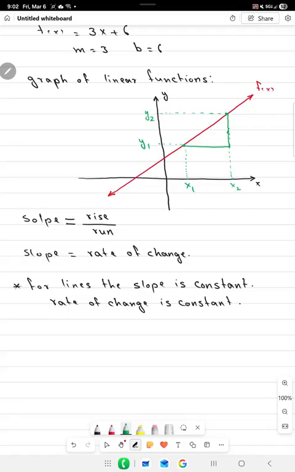Great. And in this right triangle, the distance from x1 to x2, if you calculate mathematically, will be x2 minus x1. The distance between y1 and y2, definitely this distance is y2 minus what? y1. Now, the distance from y1 to y2, actually that's the rise. And the distance from x1 to x2, this is your run.